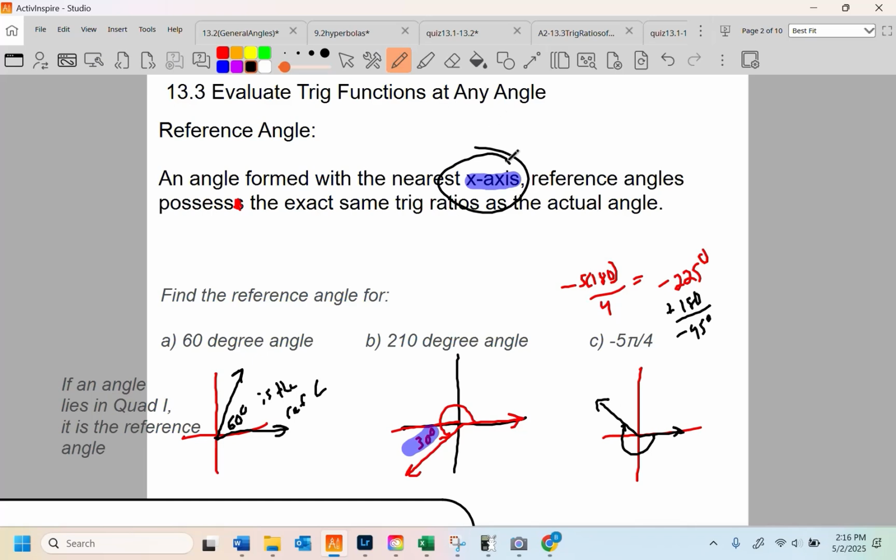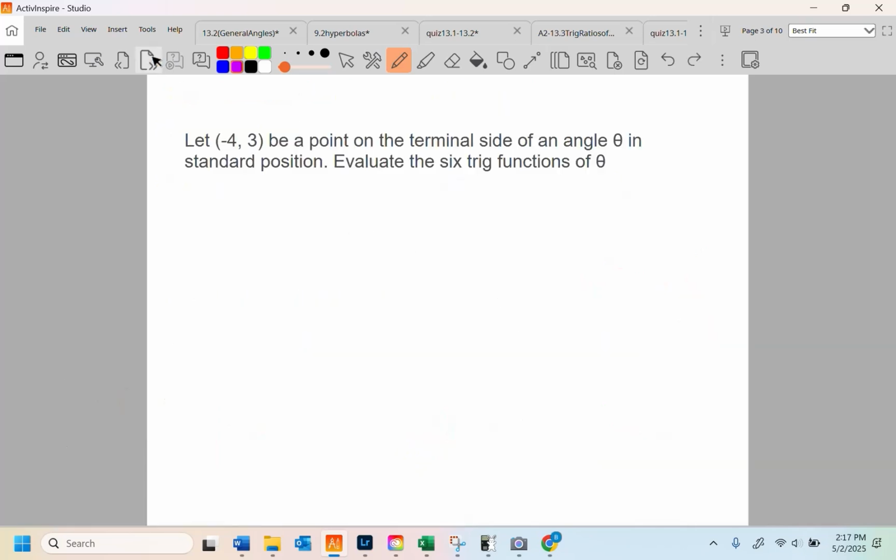Okay, now go back to your definition. The angle formed with the x-axis is the reference angle. So that's going to be this piece right here, which was 45 degrees. And it's not negative, it's just 45 degrees. Reference angles are not negative, okay? It's just a 45-degree reference angle. All right, so there's going over reference angles. I know some kids struggle with this.